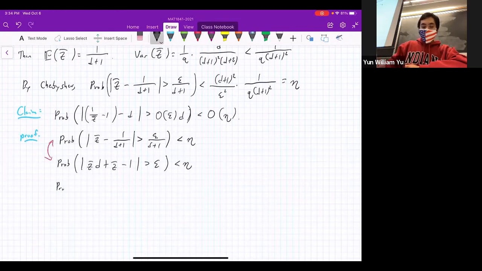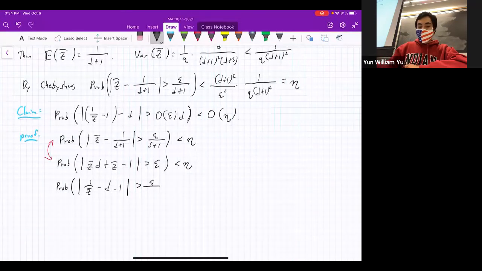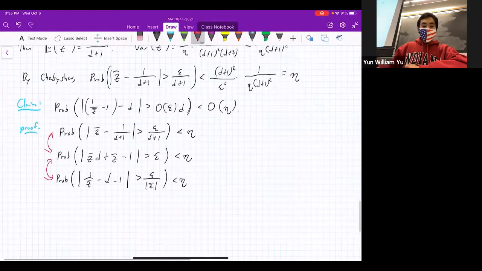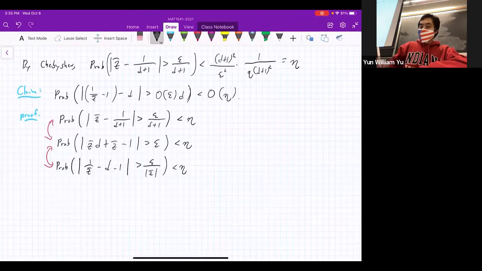And we also know that the probability that 1 over Z bar minus D minus 1 is also greater than epsilon over D plus 1 over Z bar. So that's also less than eta. Those two are clearly equivalent. And lastly, we make use again of the fact that with probability 1 minus eta, Z bar is less than or equal to 1 plus epsilon over D plus 1. That comes directly from up here.